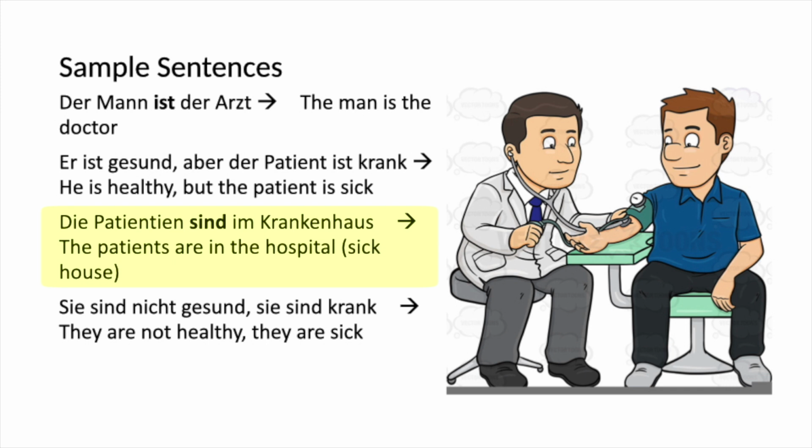Krank, we know, is sick. House is house. Krankenhaus is the sick house, or what we call the hospital. Sie sind nicht gesund. Sie sind krank. Here we have nicht as negation. They are sick because they are not healthy. Sie sind nicht gesund. Sie sind krank.